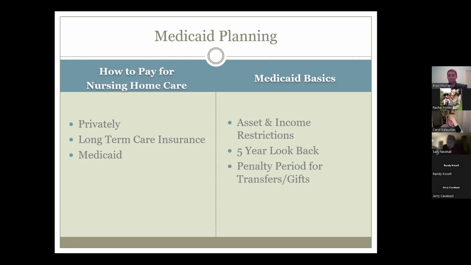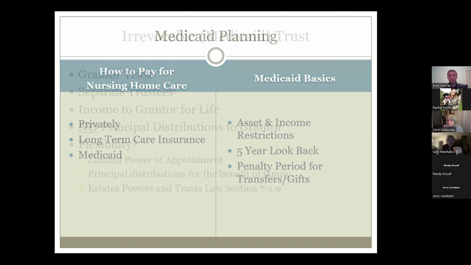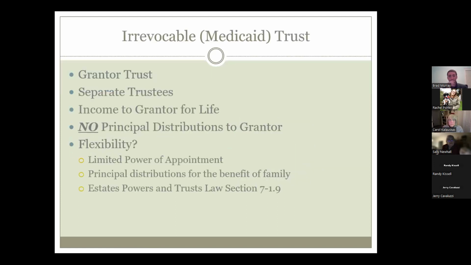So could you explain, you said that on the slide before this one, there's income to grantor for life. When you set up the trust, would you determine at that time what the amount would be? Is it per year or?